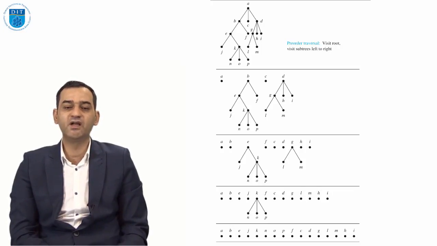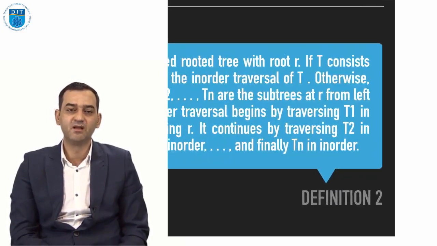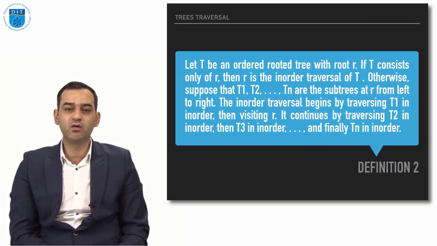We will now define inorder traversal. Let T be an ordered rooted tree with root r. If T consists only of r, then r is the inorder traversal of T. Otherwise, suppose that T1, T2, up to Tn are the subtrees at r from left to right.